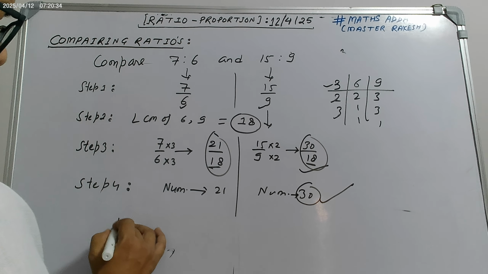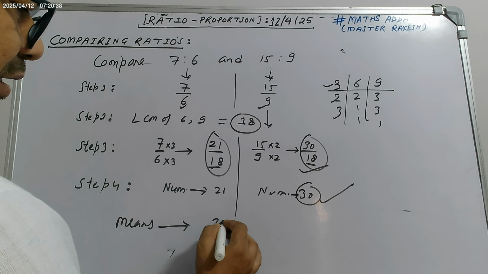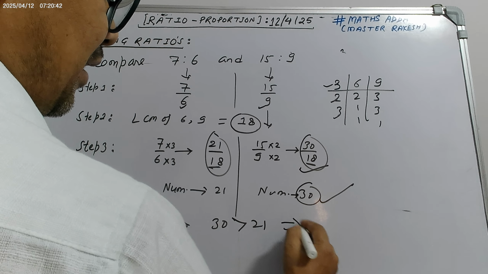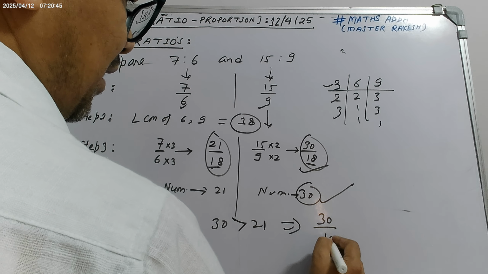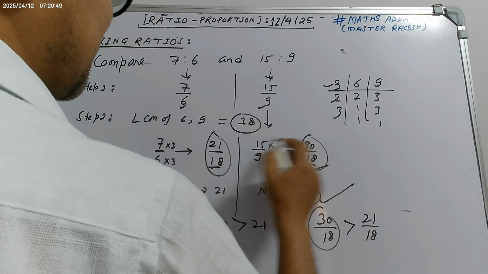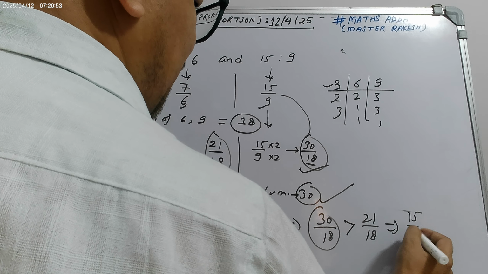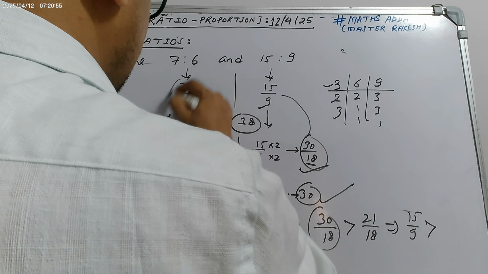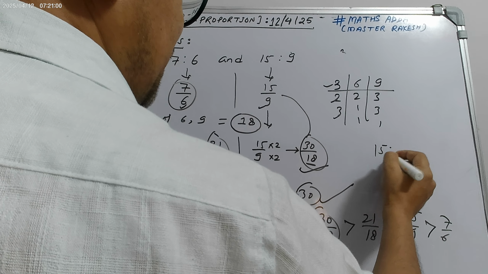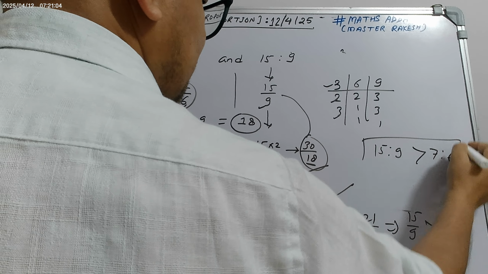30 is greater than 21. 30/18 is greater than 21/18. 30/18 कहाँ से आया? 15/9. Means 15/9 is greater than 7/6. Means 15:9 is greater than 7:6. So this is the comparison of ratios.